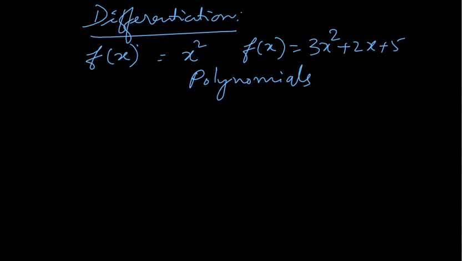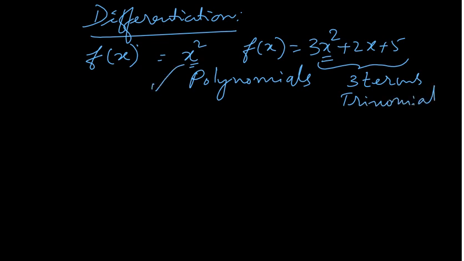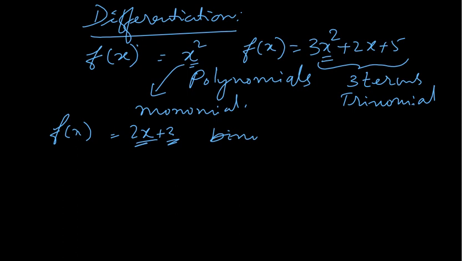See, this is some x to the power of something. If you have some x to the power of something, then it's a polynomial. In this case there are three terms, and therefore it is called a trinomial. If you have only one term, it's called a monomial. If you have two terms like 2x plus 3, that's called a binomial. If you have more terms, they are called polynomials.